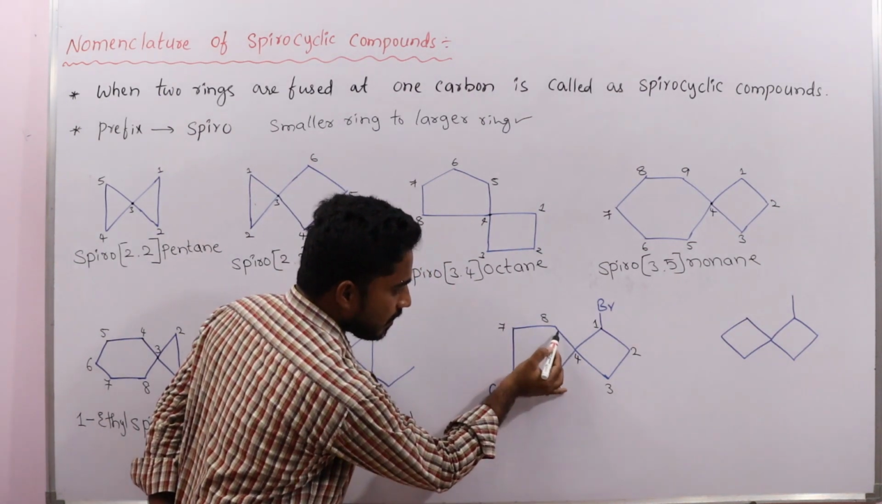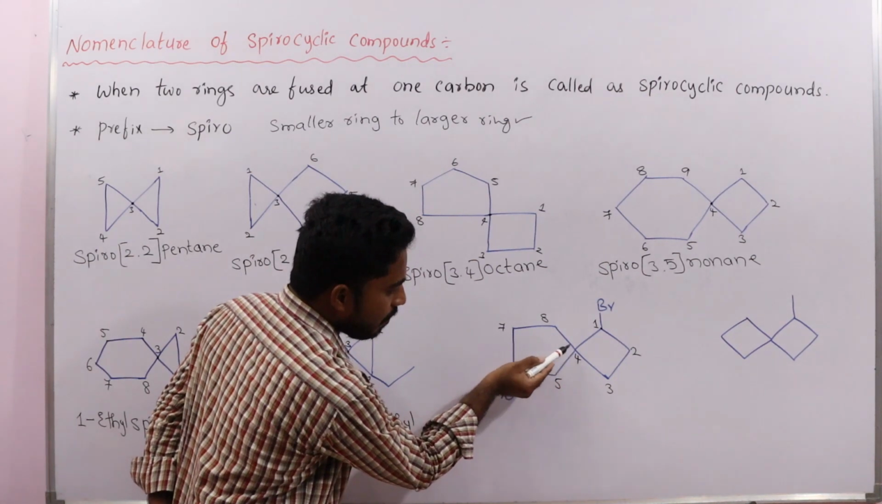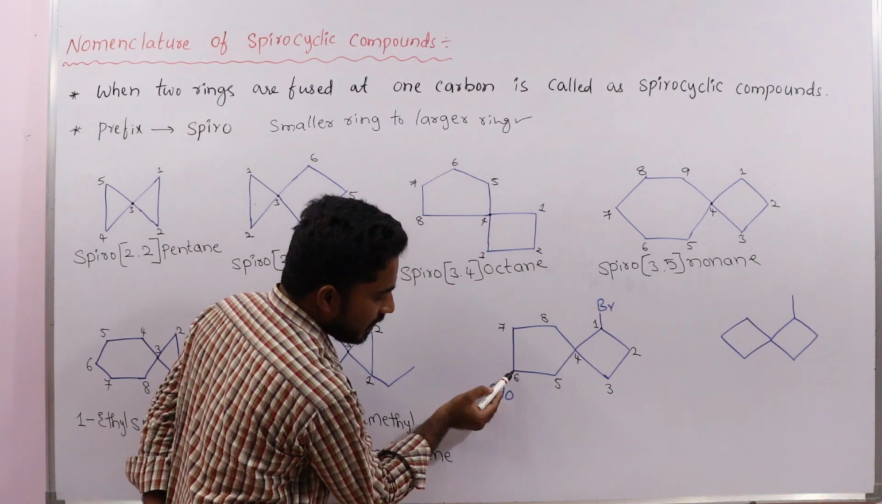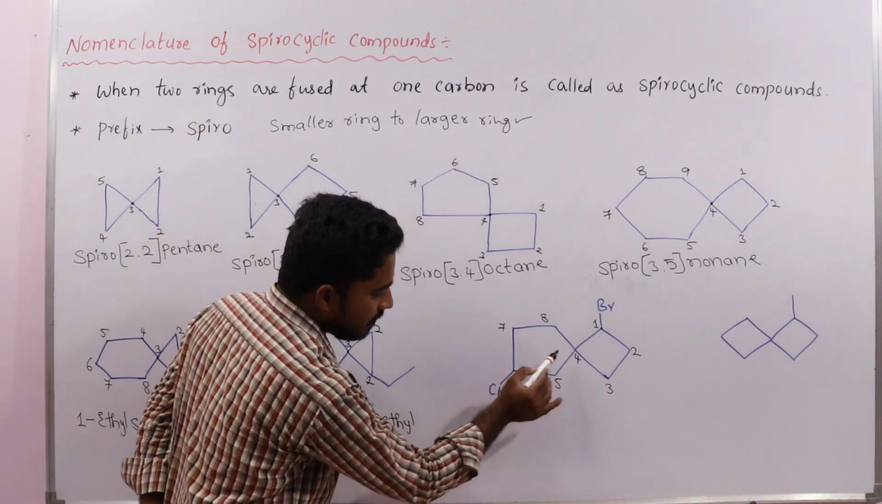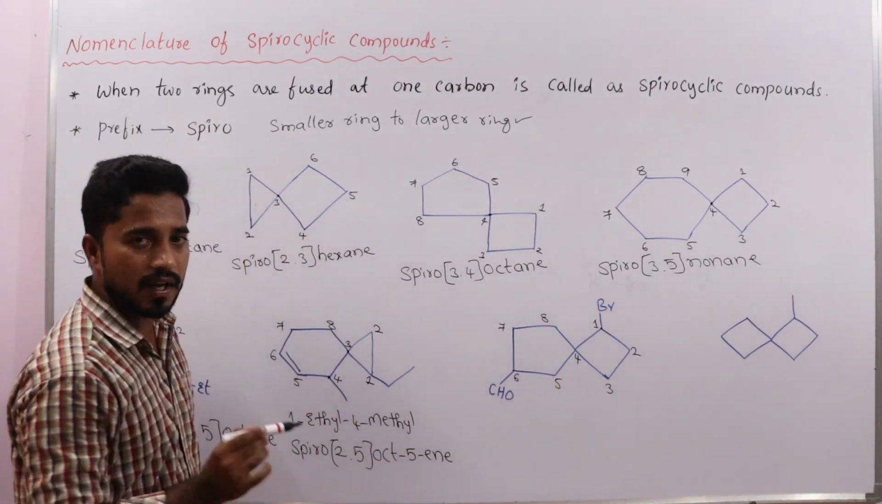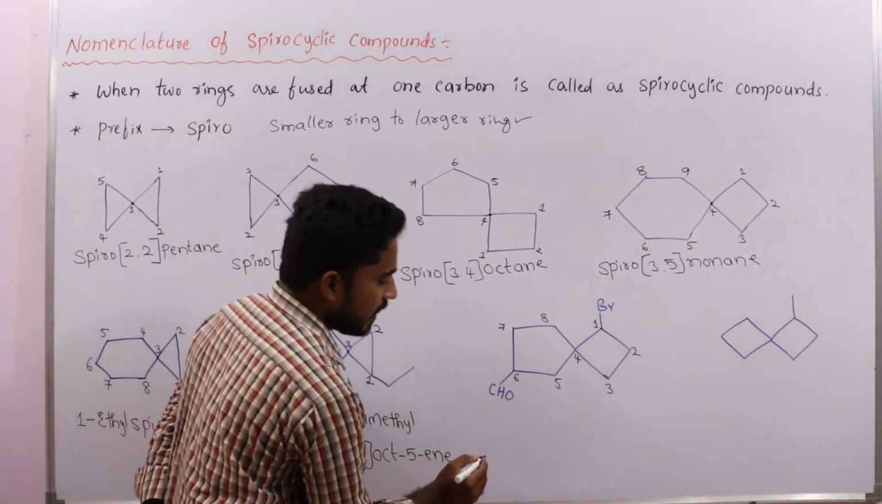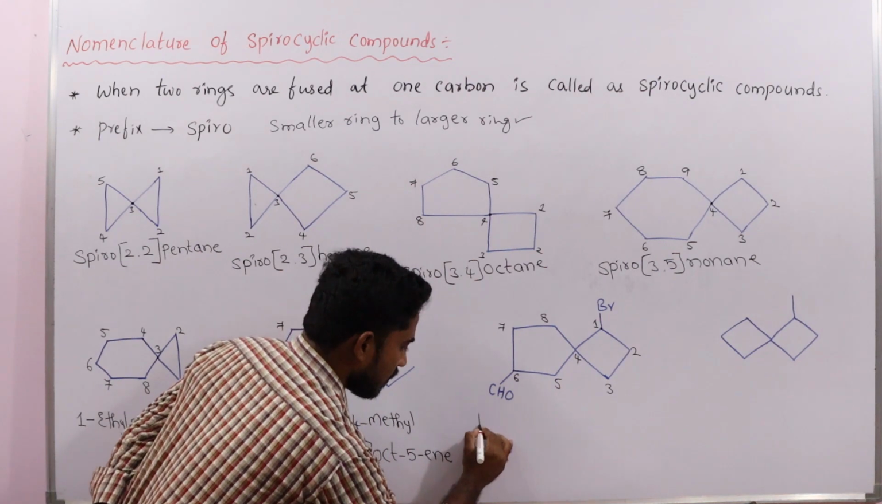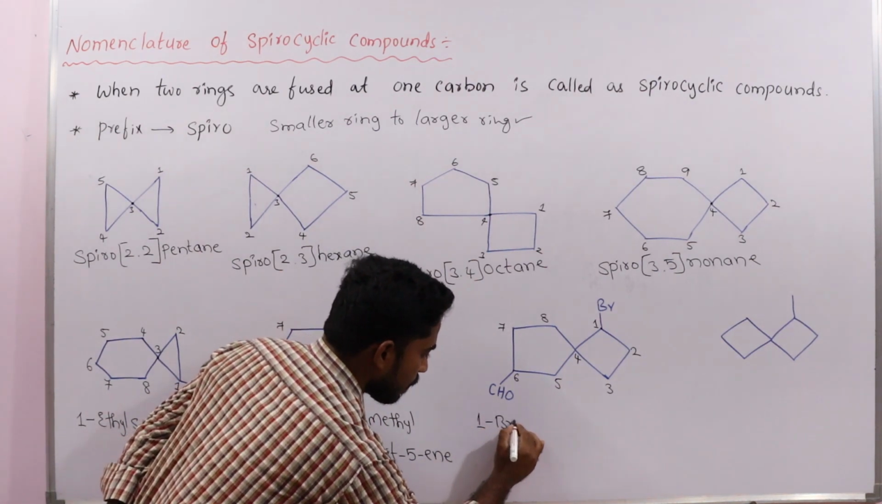If you give numbering like this, what will happen here? 4, 5, 6, 7. Okay? This functional group containing carbon gets number 7. That's why we have to give it like this. Least number should come. Okay, then substituent at which position? First position. 1 bromo.